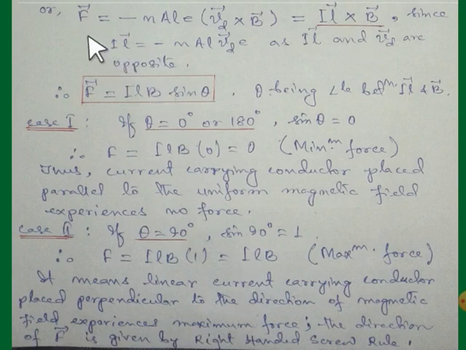So the force experienced by the current carrying conductor when placed inside the magnetic field will be given by the right-handed screw rule, or you can say the right-hand curl rule. And this F will be perpendicular to both the vectors I L and B vector. You can also say that this F will be in the direction perpendicular to the plane containing I L and B. You can say it in different ways, as you have learned in class 11 in the cross product of vectors. Okay, with that we will come to the end of today's class. Thank you.